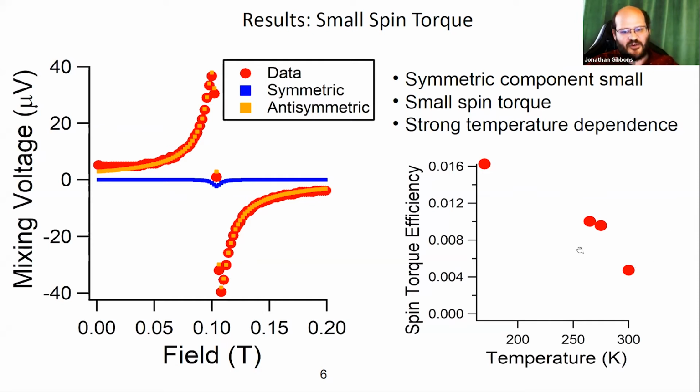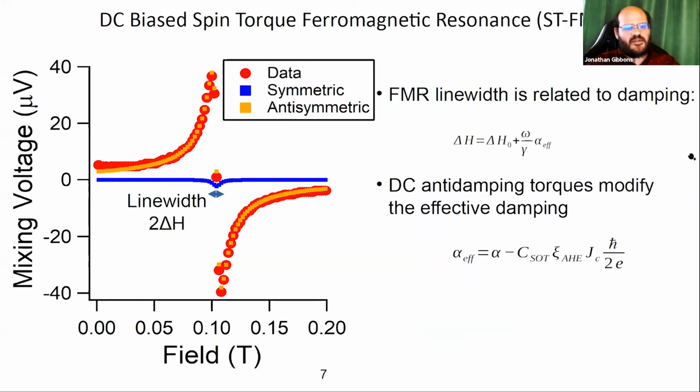It increases by a factor of about 3.5 from 300 Kelvin down to 170 Kelvin. But because it's so small, this doesn't seem that interesting. But this isn't the whole story. We can use other measurement techniques to try and probe what sorts of spin torques might exist in the system. So we did some DC biased spin torque ferromagnetic resonance, which is another STFMR technique.